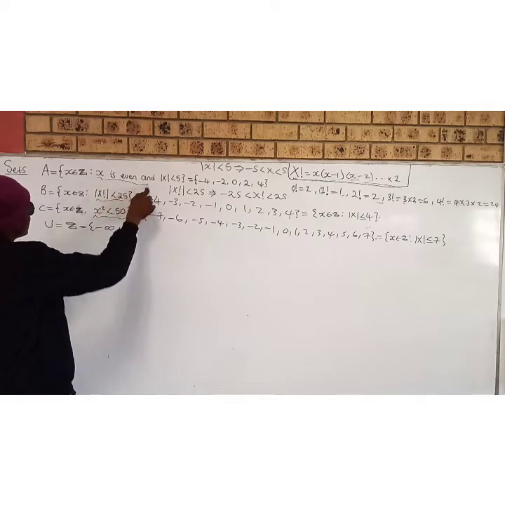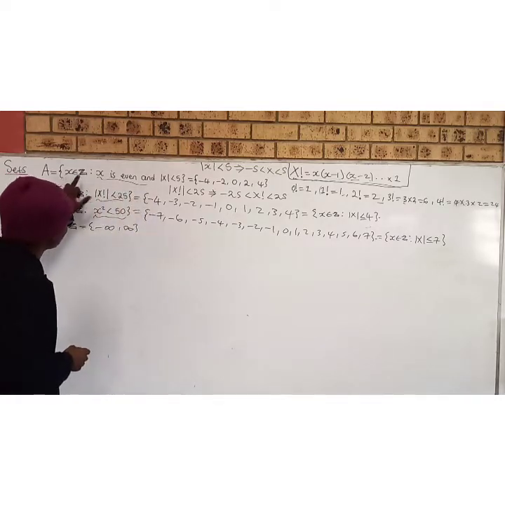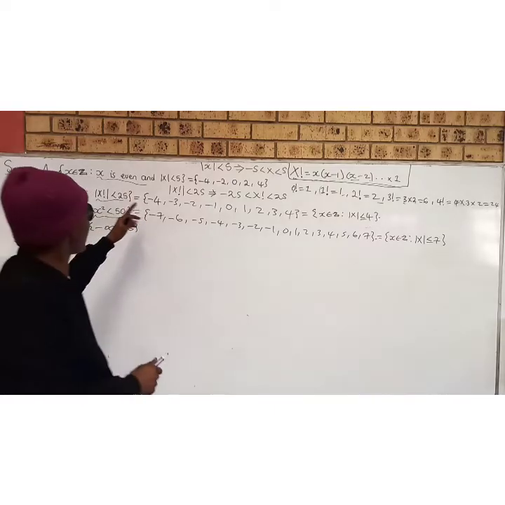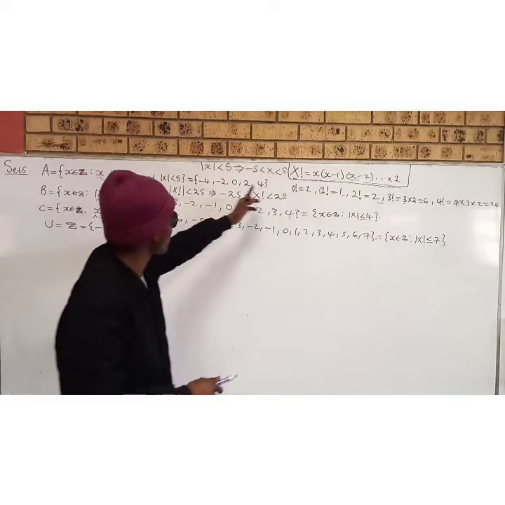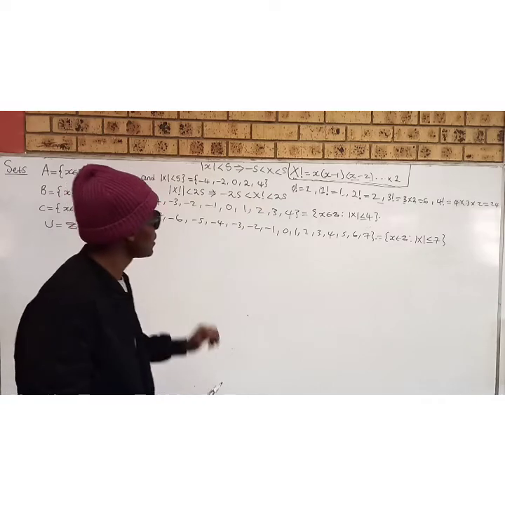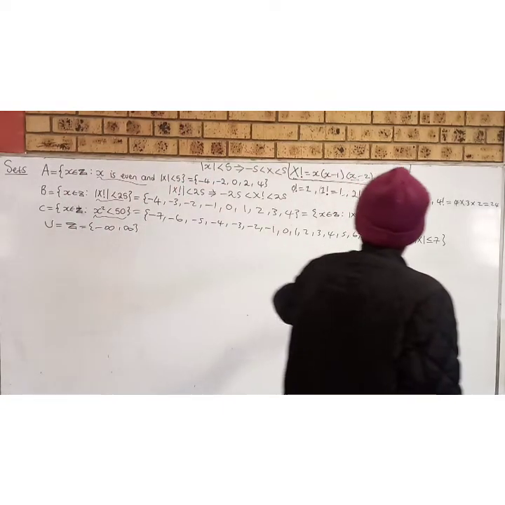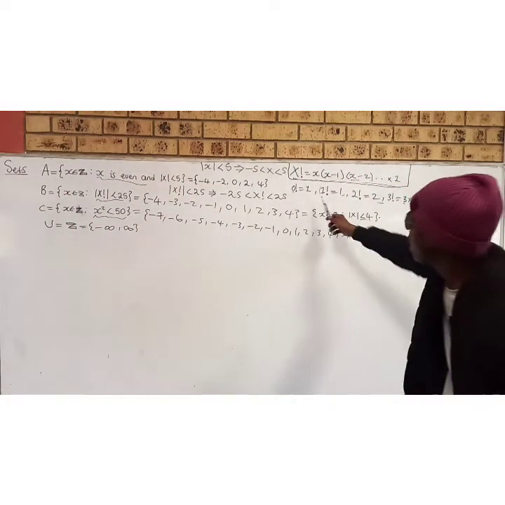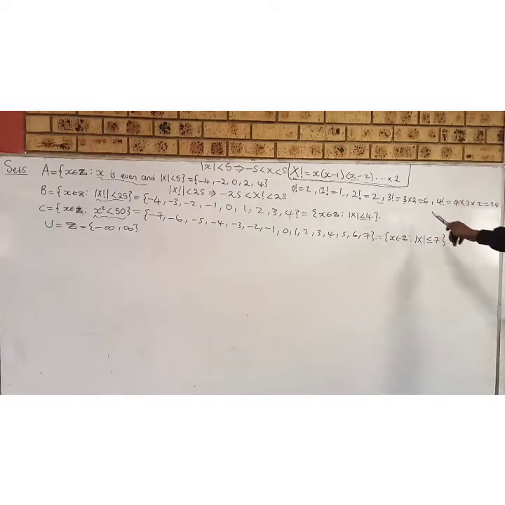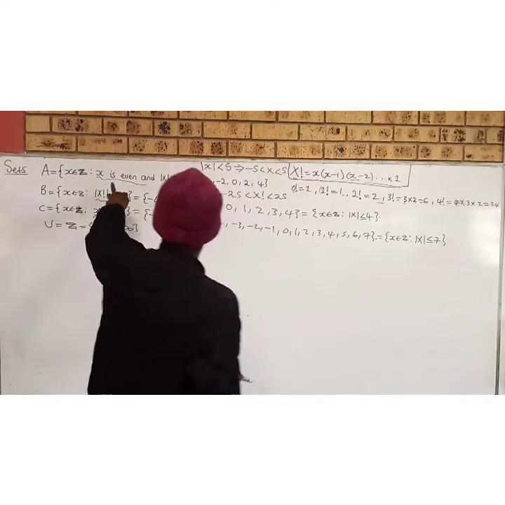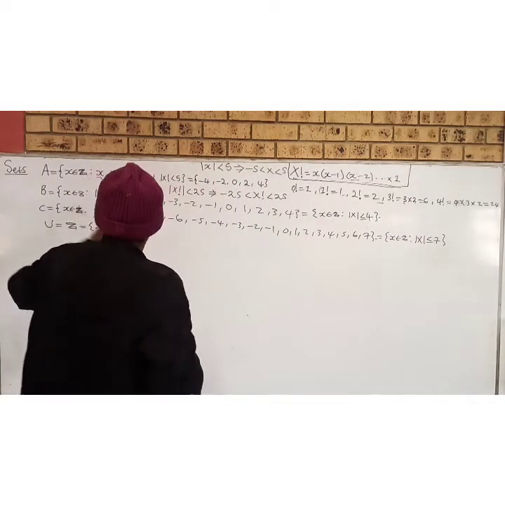Your elements are defined by X being an element of integer under this restriction. That's why when we list the elements of A, we list the elements of X. We didn't say the elements of A are 1, 1, then 6, 24. No, the element of X, because this is the restriction that X is going under for A.